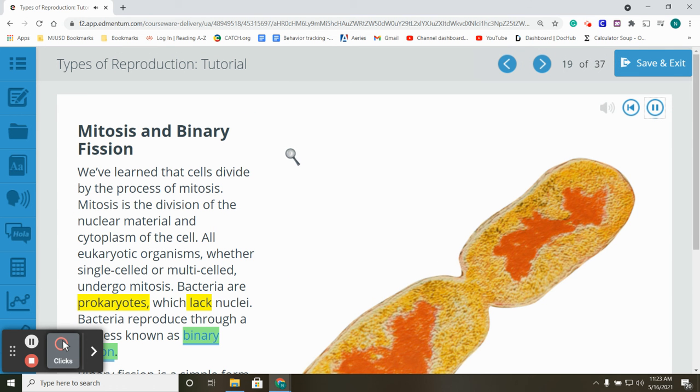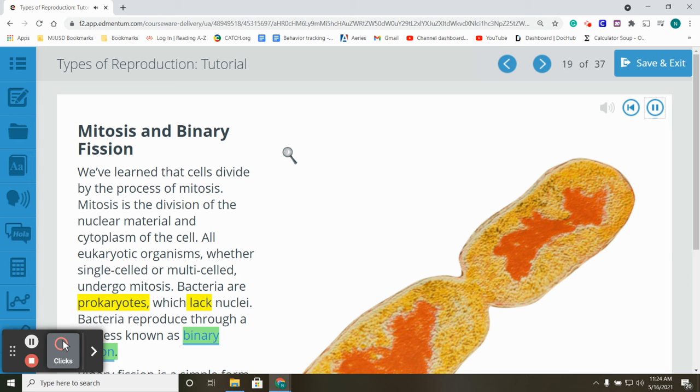Mitosis and binary fission. We've learned that cells divide by the process of mitosis. Mitosis is the division of the nuclear material and cytoplasm of the cell. All eukaryotic organisms, whether single-celled or multicelled, undergo mitosis. Bacteria are prokaryotes, which lack nuclei.